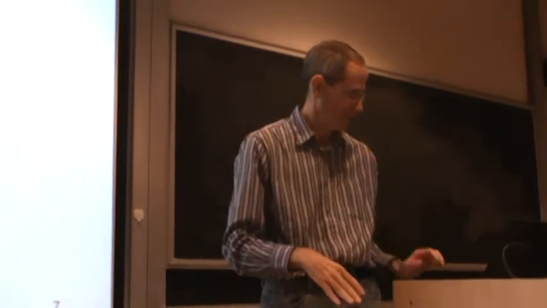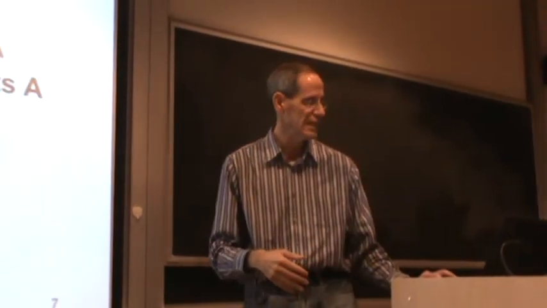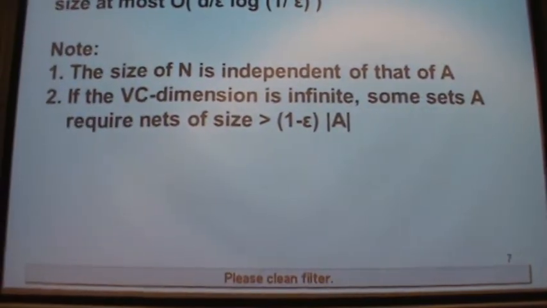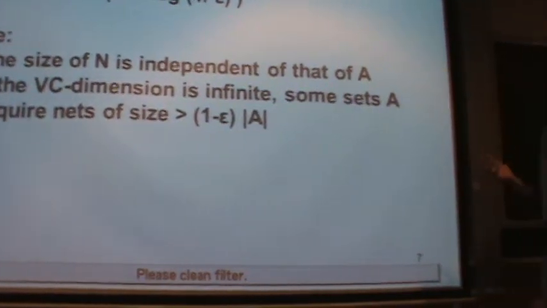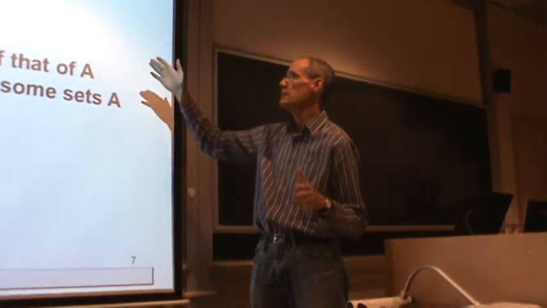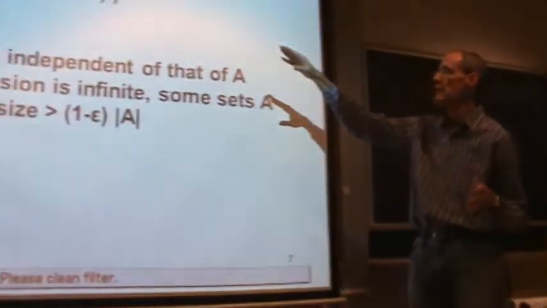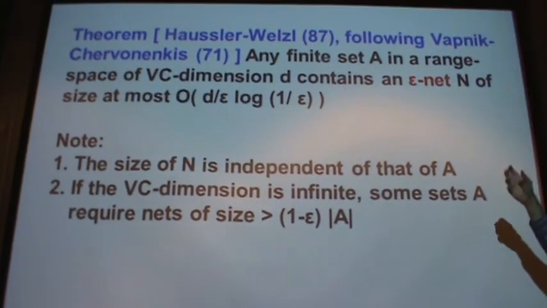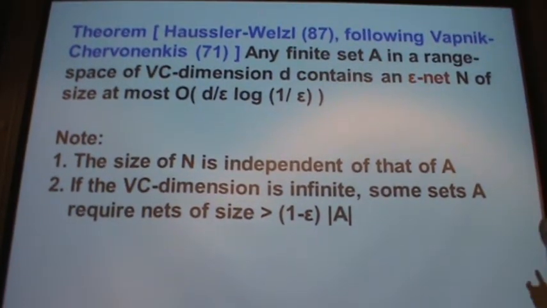It's always small, and we'll see why this is useful. So again, I stressed here that indeed the size of this set is independent of that of A. And maybe another remark that could be interesting is that whenever the VC dimension is finite, then for every epsilon, even if you give me a very, very big set, I can find a very small epsilon net.